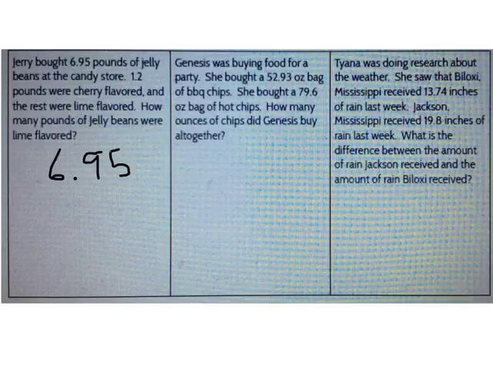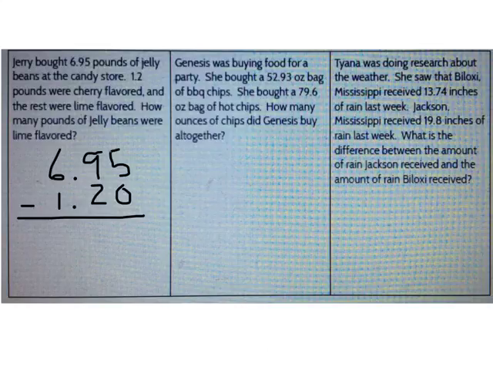What's the most important thing to do when adding or subtracting decimals? I need to line up my decimal points. I can place a 0 after the 2 to make sure that my place values are lined up. Now I can subtract. What's 6 95/100 minus 1 20/100? Well, 5 minus 0 is 5, 9 minus 2 is 7, and 6 minus 1 is 5. So 5 75/100 pounds of jelly beans were lime flavored.